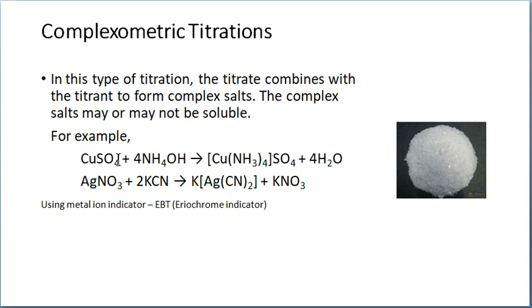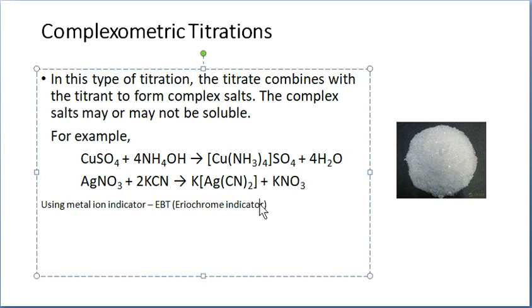For example, copper sulfate reacts with ammonium hydroxide, it will form an inorganic complex. Then silver nitrate reacts with potassium cyanide to form potassium silver cyanide complex, along with potassium nitrate. This is the example for the complex, potassium silver cyanide complex. The picture shows the potassium silver cyanide complex. Then in complexometric titration, we are using a metal ion indicator, EBT, Eriochrome Black T indicator.